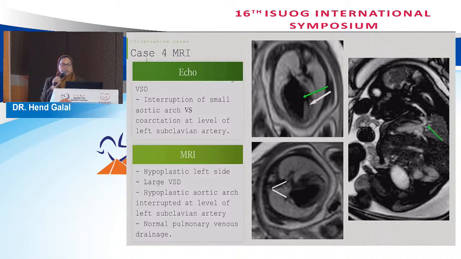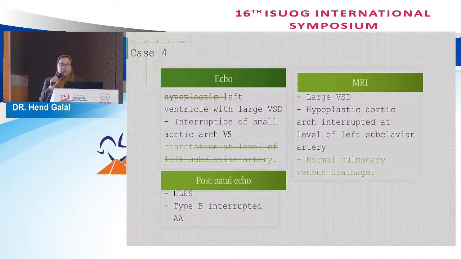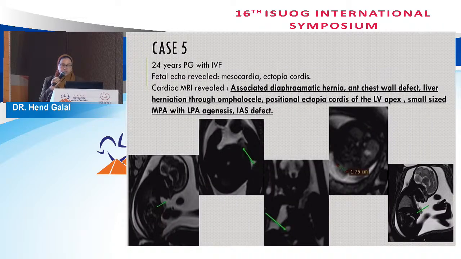MRI shows hypoplastic left side, large VSD, hypoplastic aortic arch, interrupted arch at the level of left subclavian artery with normal pulmonary venous drainage. As regard postnatal finding, it confirms the diagnosis of MRI. It is a hypoplastic heart syndrome with type B interrupted aortic arch. The last two cases were special cases. Unfortunately, both died intrauterine.